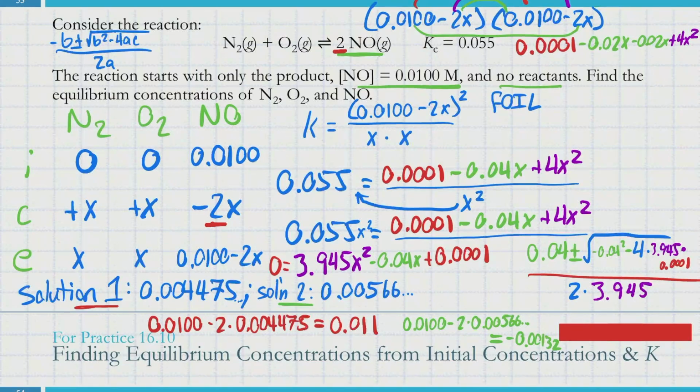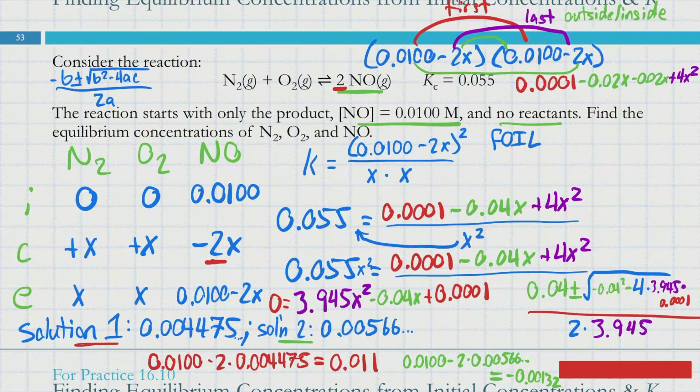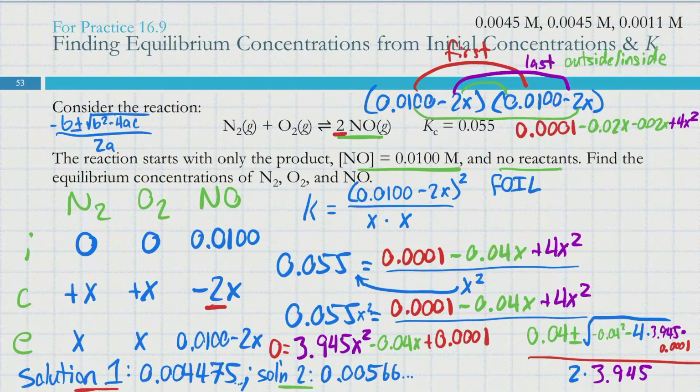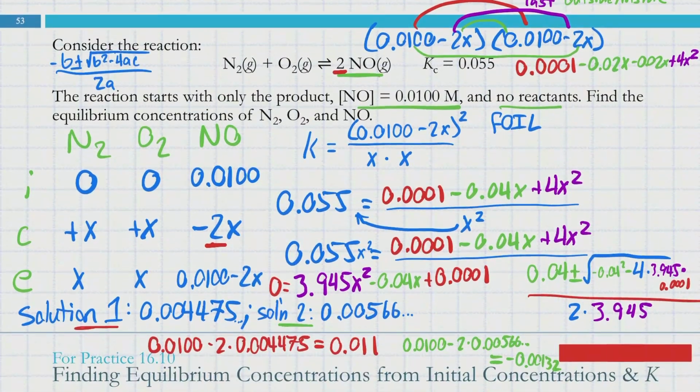Yeah, cool. Wanted to put that there. You should have gotten 0.0045 molar for both of the reactants, which, if you'll notice, is our solution 1, rounded to 2 sig figs, and 0.0011 molar, which is what we got when we calculated that for solution 1.